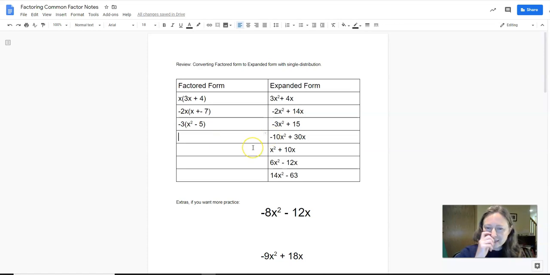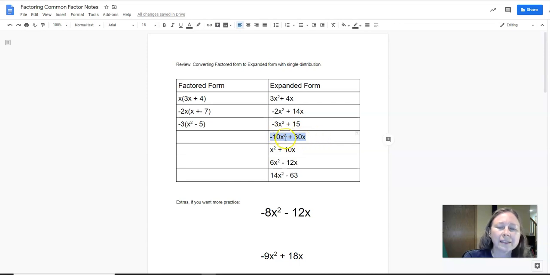So then we come down to these in the table, and on these I didn't give you the factored form, I give you the expanded form, and we need to try to figure out how to work backwards. So the secret here is we look at both of these terms and we try to figure out what factors they have in common. So what are some things that we could divide out of both of these terms?